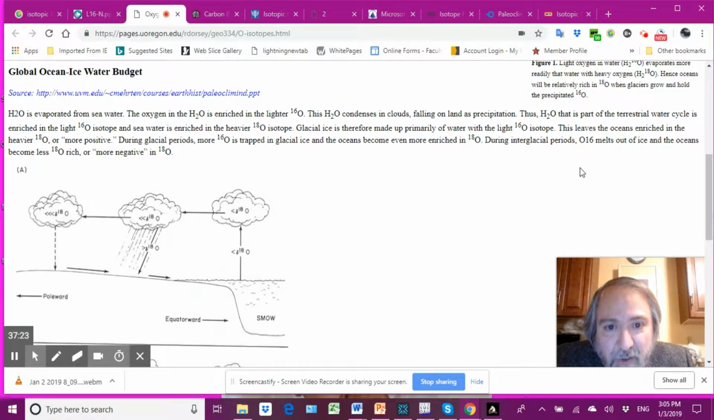Glacial ice is therefore made up primarily of water with the light 16 oxygen isotope. This leaves the oceans enriched in the heavier, or more positive. During glacial periods, more 16O is locked in glacial ice, and the oceans become even more enriched in 18O. During interglacial periods, the 16O melts out of the ice and the oceans become less oxygen 18 rich, or more negative.